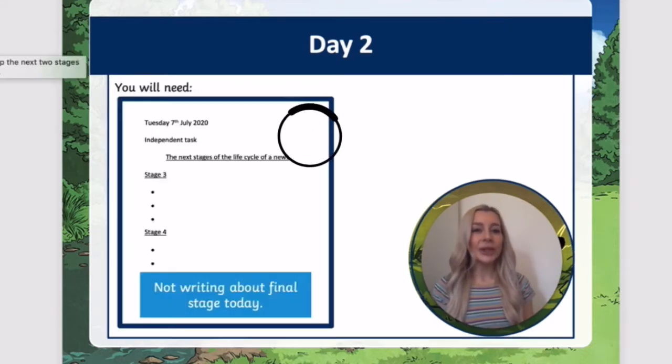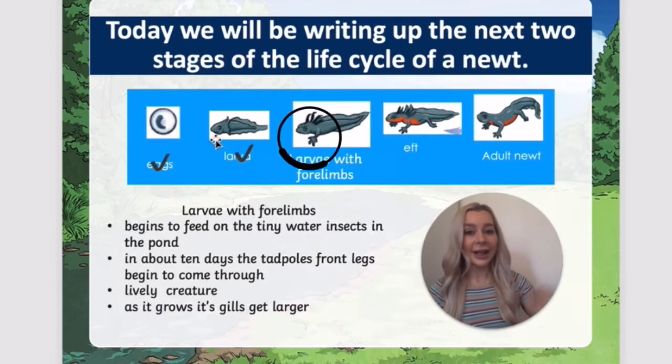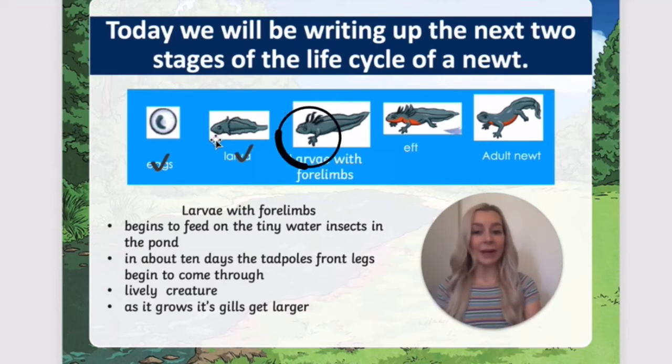But for today's lesson, you're going to need your work from Tuesday the 7th of July last week, where you were writing up the last 3 stages of the life cycle of a newt. In today's lesson, you're going to be writing about stage 3 and stage 4, but you're not going to be writing about stage 5 today. That will be done in tomorrow's lesson. I've done a little checklist just here to show everything that you're going to need to write about.